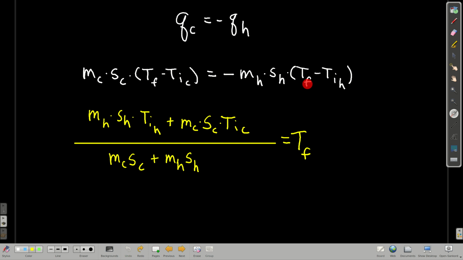Notice that I have differentiated the initial temperature of the hot and the initial temperature of the cold because they're different. But they're both going to come to the same final temperature, and so I didn't differentiate there. These numbers are the same, which is why when we rearrange it, we can solve for final temperature and get this. I'm not saying memorize this. You can do the algebra yourself, but it's just a useful form.